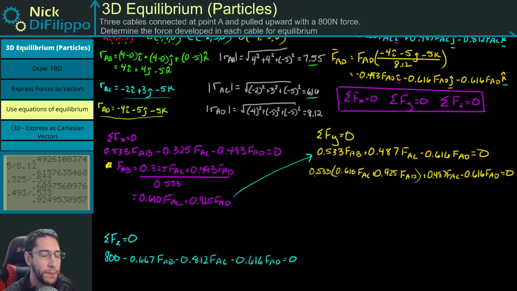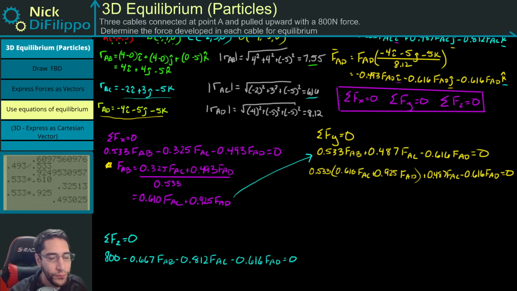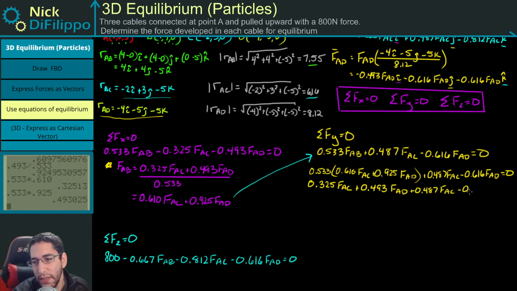Now let's distribute this 0.533 and multiply it by 0.610 and 0.533 times 0.925. Okay, so now I have 0.493 FAC. I'm going to have 0.325 FAC plus 0.493 FAD plus 0.487 FAC minus 0.616 FAD, and that's going to be equal to 0.